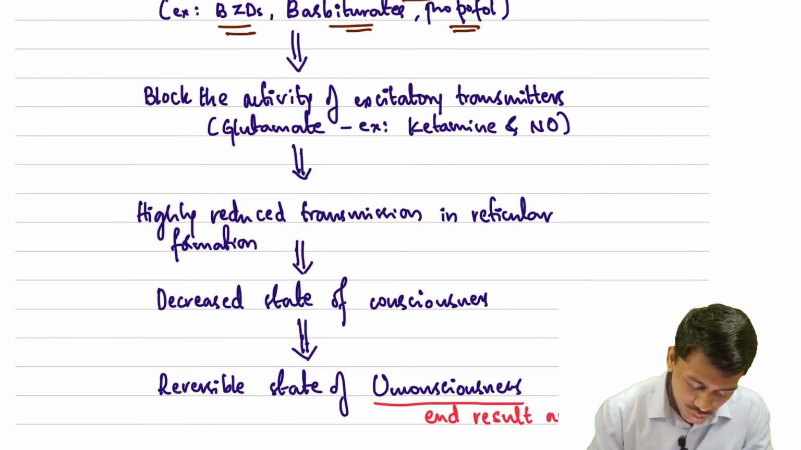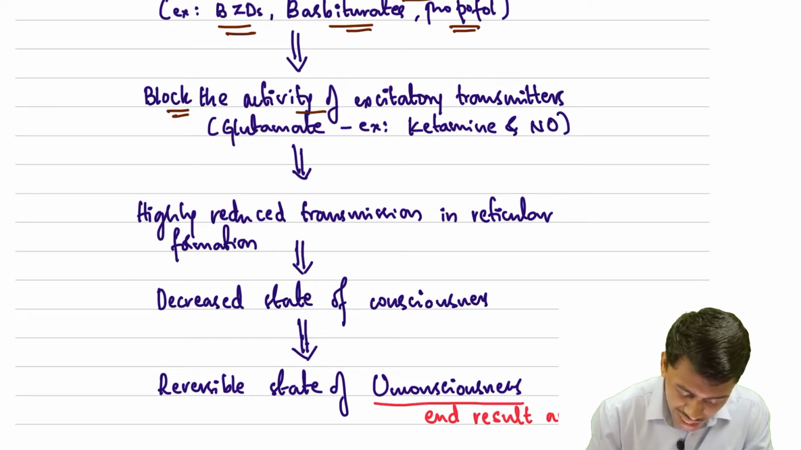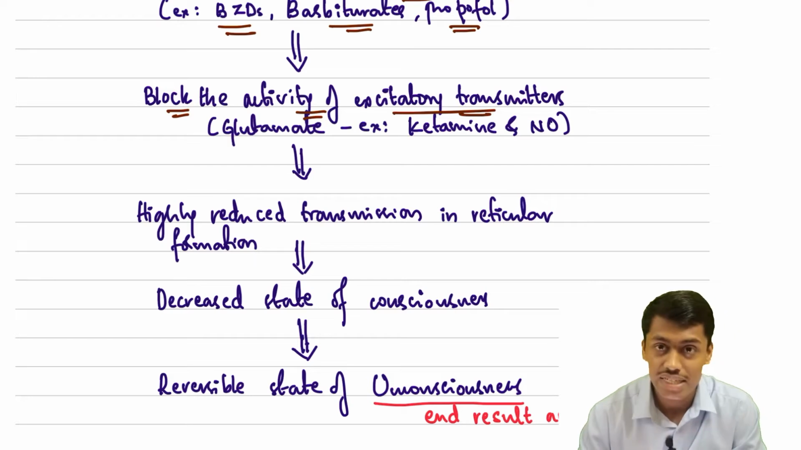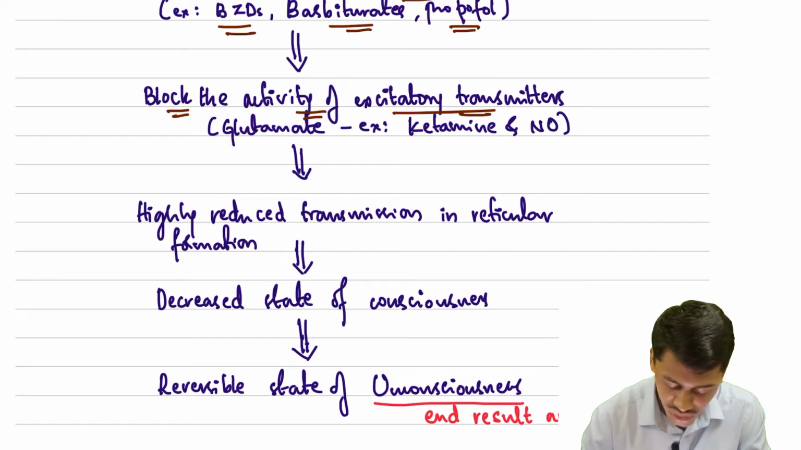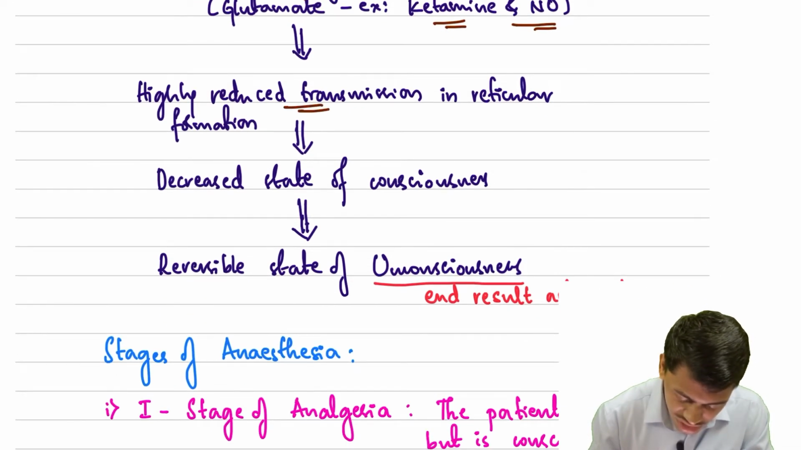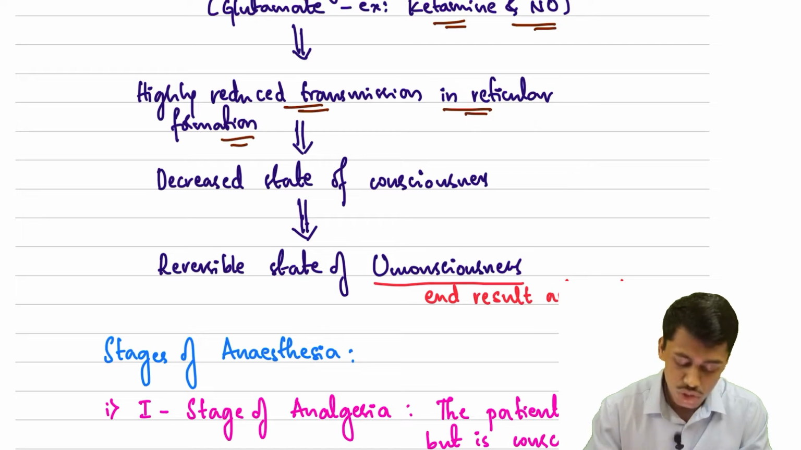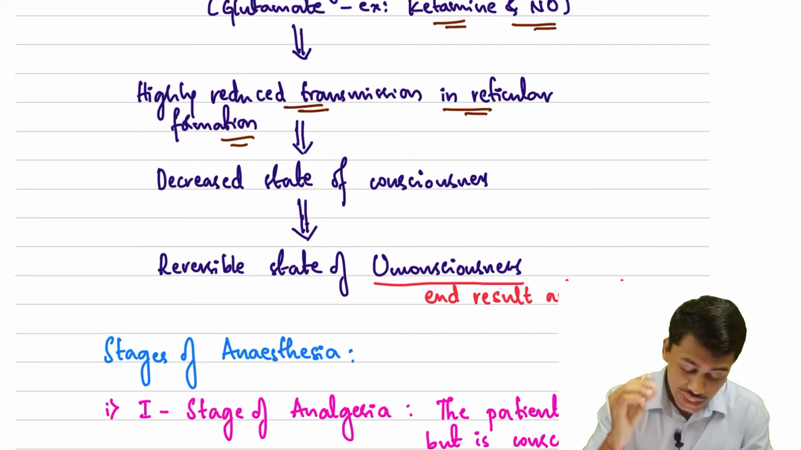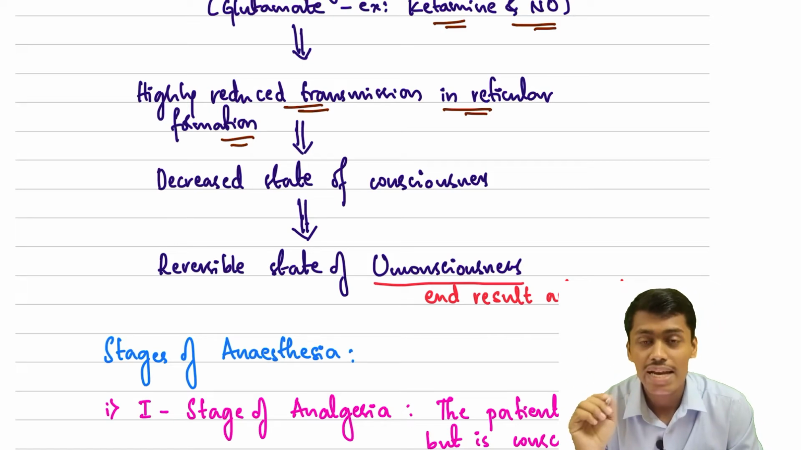When they are enhanced, what happens? They also block the activity of excitatory transmitters. We have glutamate and aspartate. They are the excitatory transmitters. They also block the activity of the excitatory transmitters, such as ketamine and nitrous oxide. Thus there is highly reduced transmission in the reticular formation. So because of blocking excitatory and increasing inhibitory activity, there is highly reduced transmission in the reticular activating system, which keeps the consciousness of the person.